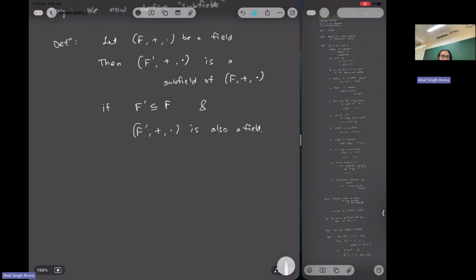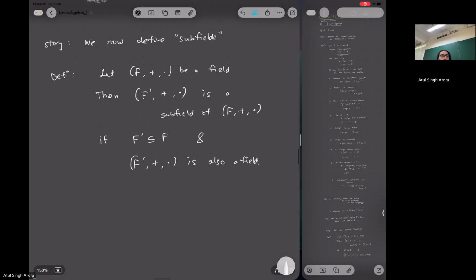It should be, yeah. But at least it satisfies the definition. It satisfies the definition, right? So it should be okay. Is that okay?